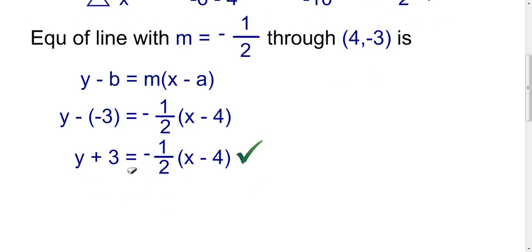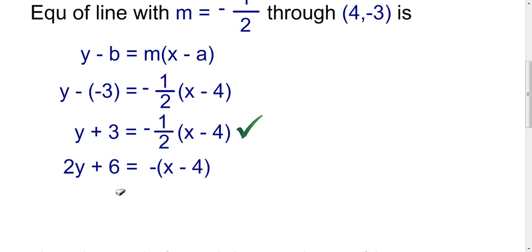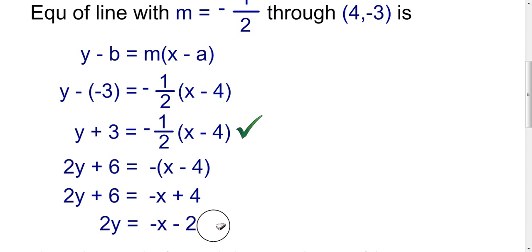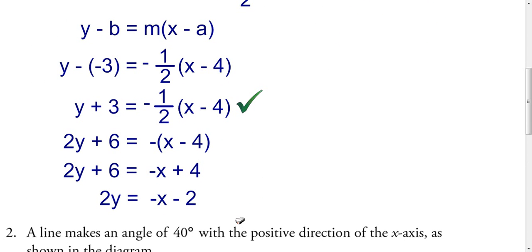At this point, multiply everything by 2 to get rid of the fraction, so 2y, and times 2 by 3, and so on. You get 2y + 6 on this side. If we multiply this by 2, we get -1 in front of the bracket. Multiply the bracket through by -1, so -x + 4, and then take the 6 over the other side, so you're going to end up with 2y = -x - 2.